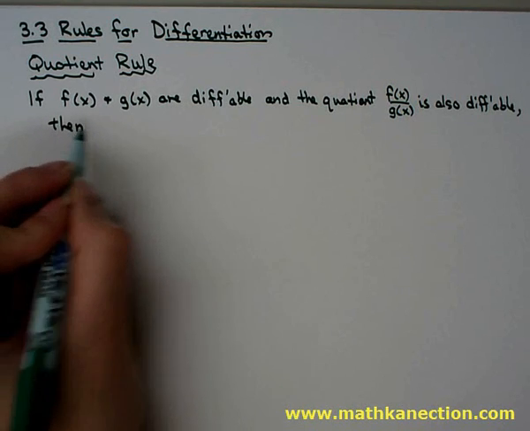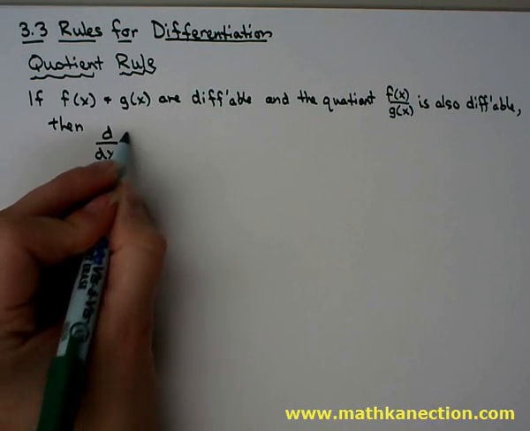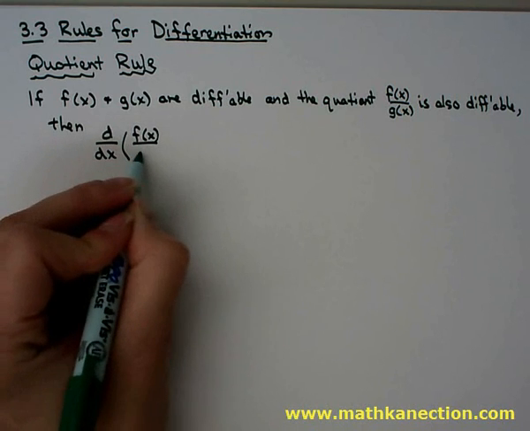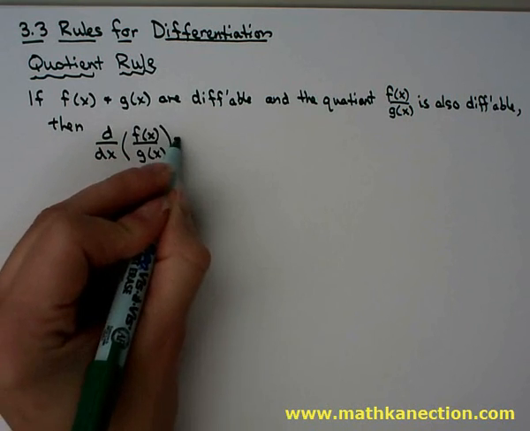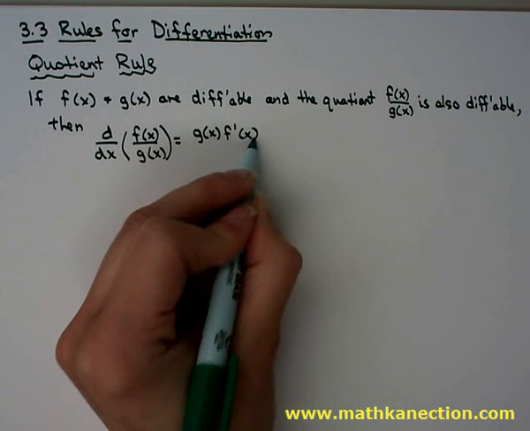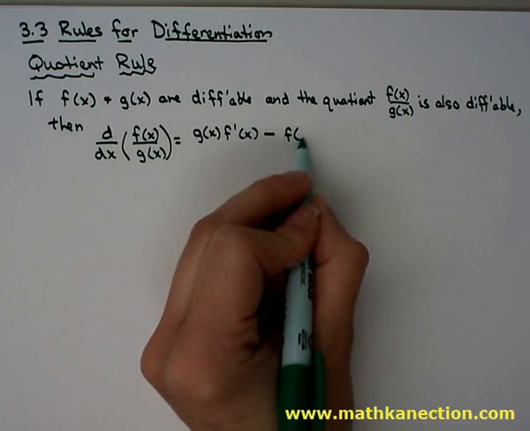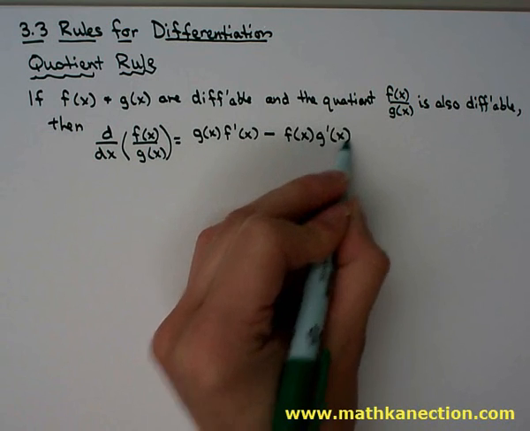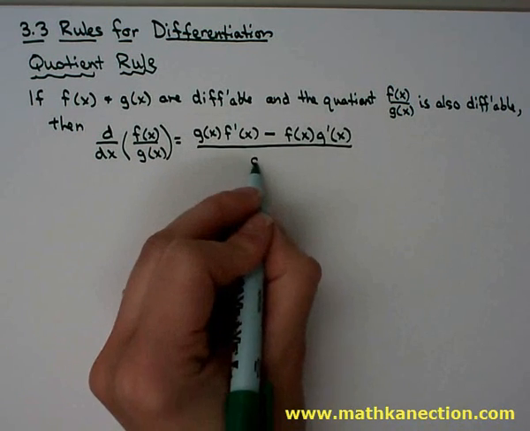If f and g are differentiable functions and the quotient f of x over g of x is also differentiable, then the derivative of the quotient f of x over g of x is equal to g of x times f prime of x minus f of x times g prime of x, all over g of x squared.